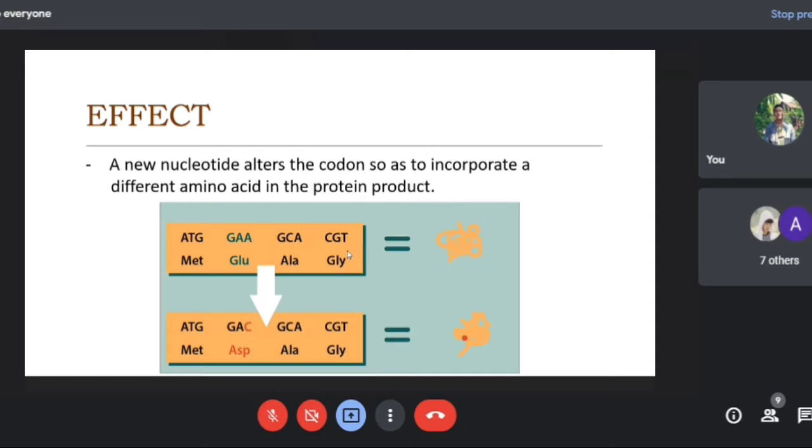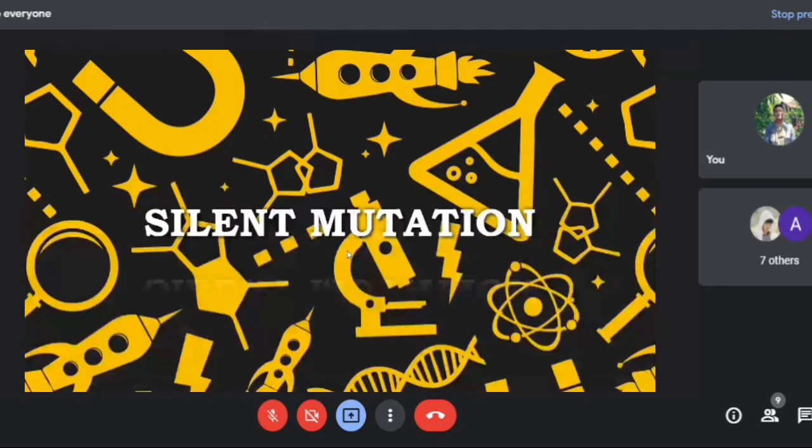As we can see, there is glutamate, which is GAA, but after the displacement, C replaces A and turns the protein into aspartate. So, missense mutation happens here and changes the product. So let's go to Aruna to present about silent mutation.